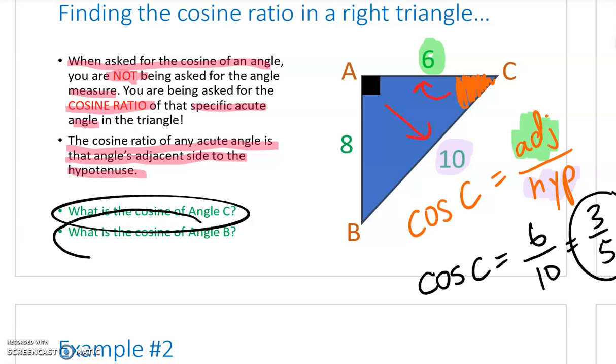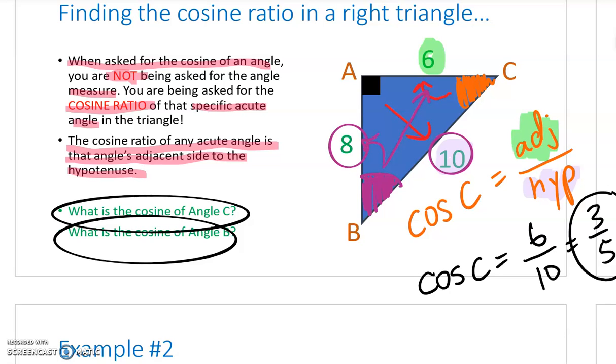Next question, what is the cosine of angle B? Now we're doing the same exact thing. We're just looking at angle B instead. Angle B is over here towards the bottom of the triangle, that acute angle. The hypotenuse is still 10. That doesn't change, but the adjacent side definitely changes. Notice how 6 is not adjacent. It's opposite. 8 is adjacent. That means right next to it.